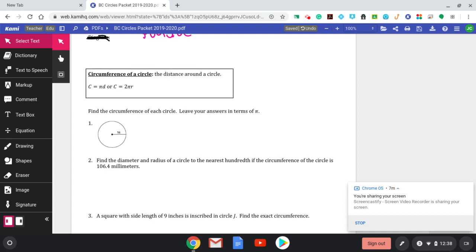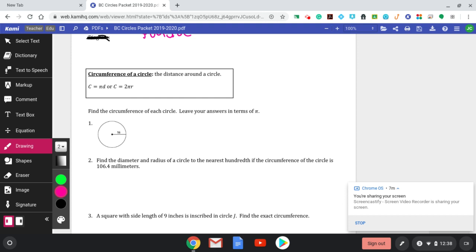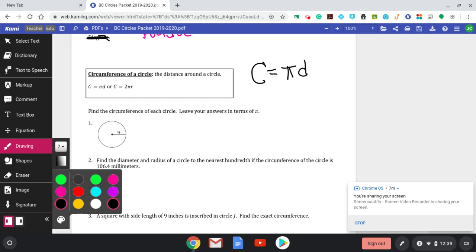The perimeter of a circle, also known as circumference. There are two formulas. I'm not going to expect you to know both. Just know what you're comfortable with. C equals pi d, where d is the diameter of the circle, or you could do 2 pi r, 2 times pi times the radius, r for radius. For the purpose of these notes, I'm going to use C equals pi d. If you're a 2 pi r person, feel free to use 2 pi r. If you want to use both and get fancy with me, sure, go ahead.